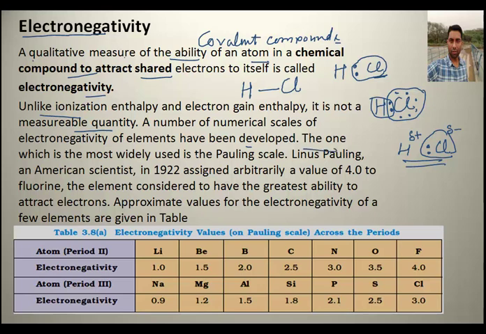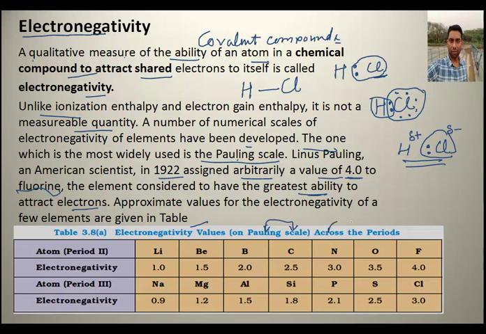The one which is most widely used is the Pauling scale, right? Linus Pauling in 1922 arbitrarily assigned the value of 4 to fluorine, and this fluorine is considered to be the most electronegative element as it has the greatest ability to attract electrons, right? So some of the values are given in this scale. As we can see, electronegativity values are given on the Pauling scale. So the Pauling scale is generally used in order to predict electronegativity, right?